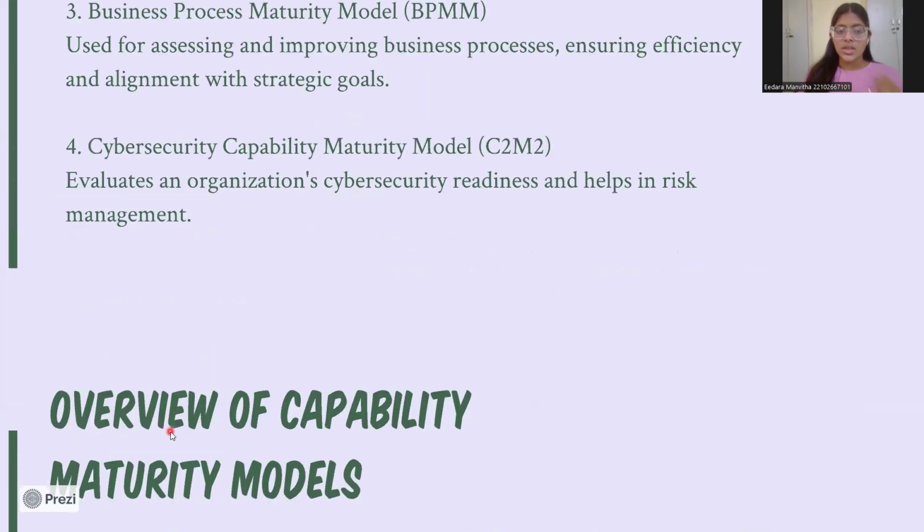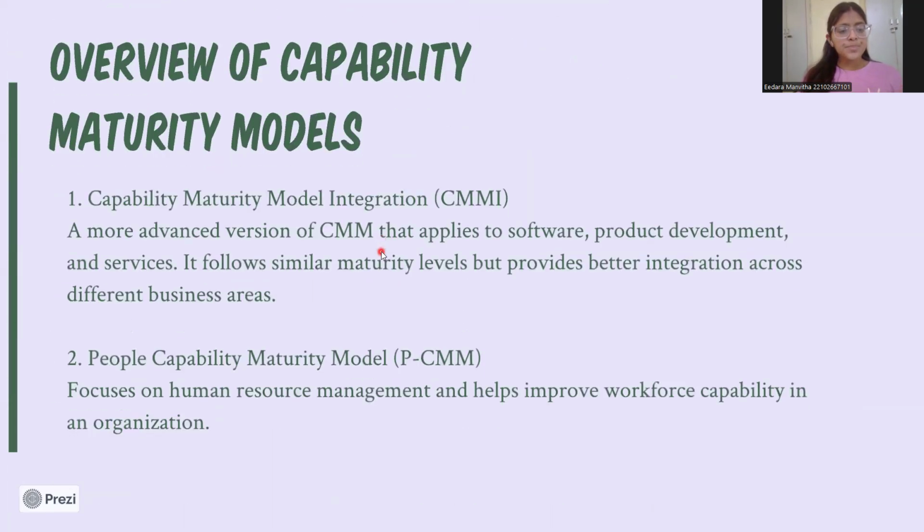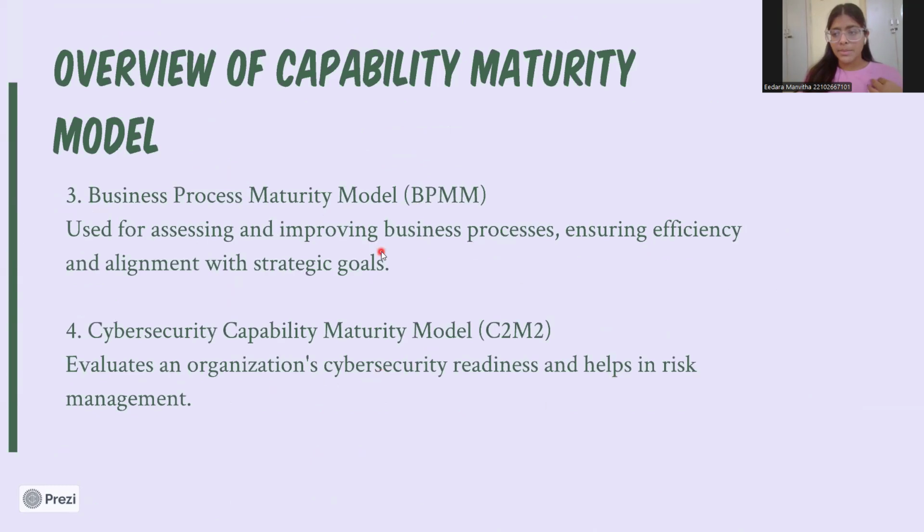Then we'll go to the third one, which is BPMM, the Business Process Maturity Model. It is used for assessing and improving business processes. Compared to CMMI, which grows across different business areas, BPMM improves the business process and ensures the efficiency is very high when compared to strategic goals. If we compare to strategic goals, the business will be high priority.